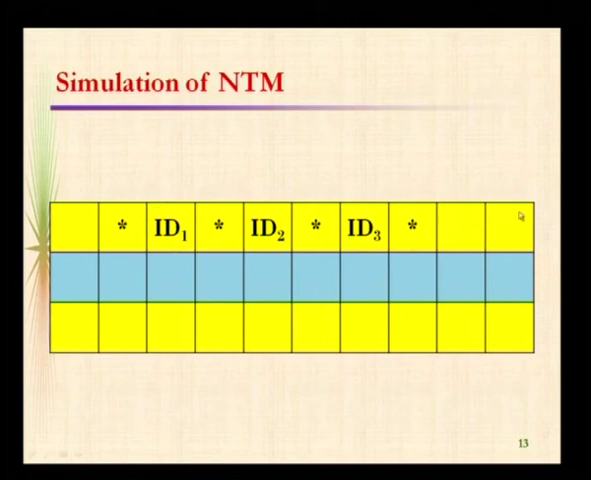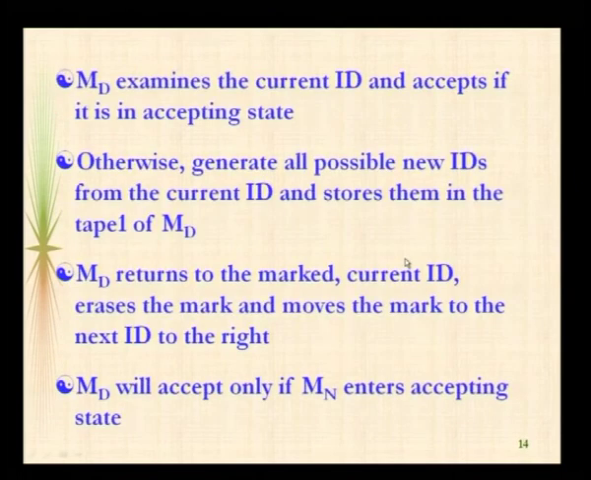So we are appending them onto the end of the tape, and MD is returning to the marked current ID. After completely copying all the IDs onto the end of the tape, it will once again come back to the current ID, because the current ID is always marked with some special symbol. So we will be selecting the current ID, and from there once again we will repeat the process.